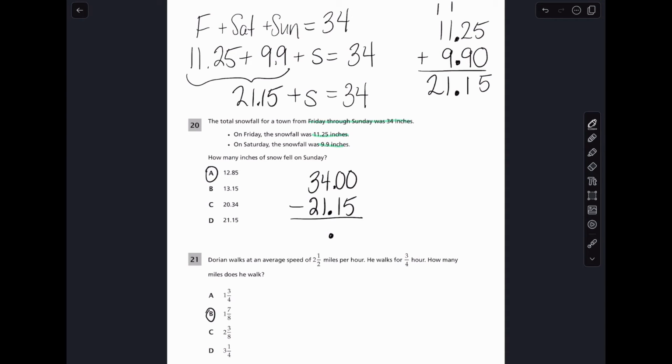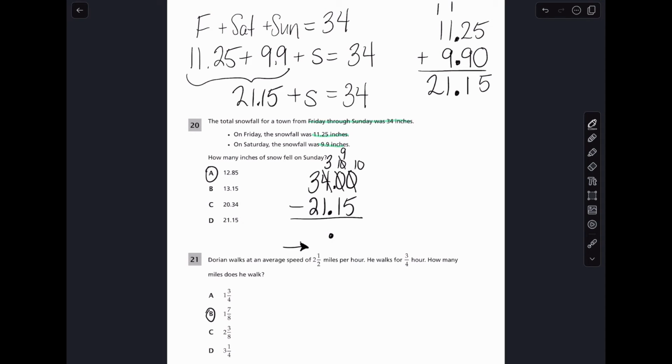So what you could do is called a trade first method, meaning I'm going to trade from the left first and just ask, do I have enough? 3 minus 2, do I have enough? Yes. 4 minus 1, do I have enough? Yes. 0 minus 1, do I have enough? No. So that means I'm going to borrow from the very beginning and regroup, and now I have 10. 10 minus 1, do I have enough? Yep. 0 minus 5, I do not have enough. So I'm going to borrow again. And now I have enough.